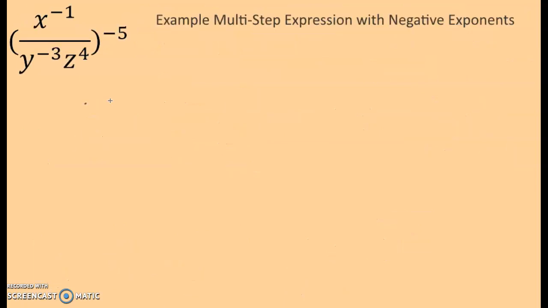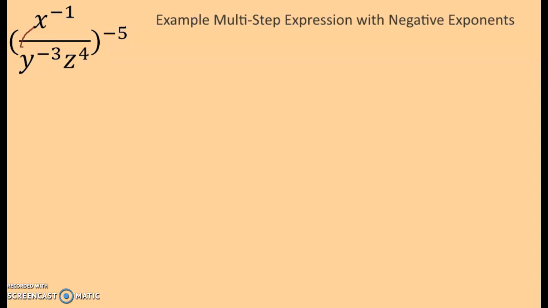Let's look at this example. Multi-step expression with negative exponents. So we have x to the negative first power divided by y to the negative third power times z to the fourth power, all raised to the negative fifth power. Now the first thing you want to do is the inside parentheses. So we're going to flip all the negative exponents over the bar.